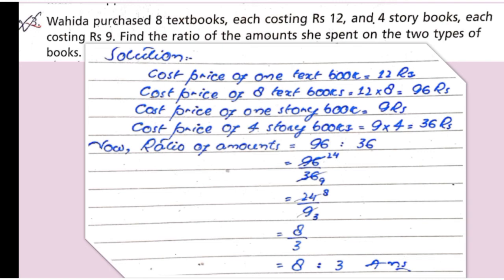It can be cancelled out by the table of 4. That's why I've written 4 2s are 8, carry with 6, it becomes 16. 4 4s are 16, and 4 9s are 36, and we are left with 24 upon 9. Again, we can cancel this out by the table of 3. 3 3s are 9, 3 8s are 24, and we are left with 8 upon 3, which we can write as 8 is to 3.